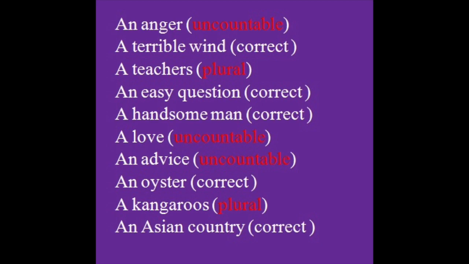An easy question, that's correct answer. A handsome man, correct answer. A love, love is uncountable, so we can't use there. An advice, advice is also uncountable, so we cannot use an there. An oyster, that's correct. A kangaroos, wrong because kangaroos are plural, so we don't have to use there. An Asian country, that's correct answer.